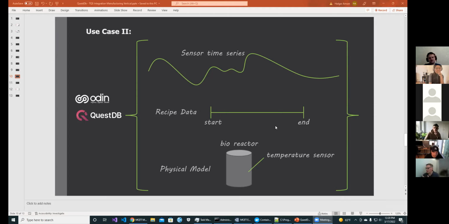So as I mentioned before, if you bake a pizza, you want to know what state you're in your recipe, and also want to know where the temperature is actually recorded. And that is basically what we demonstrate in that example. So here we have the recipe data as a time model, and the physical model as, let's say, a bioreactor. And this is, of course, all simulated right now.